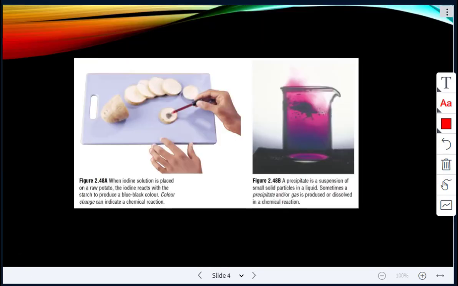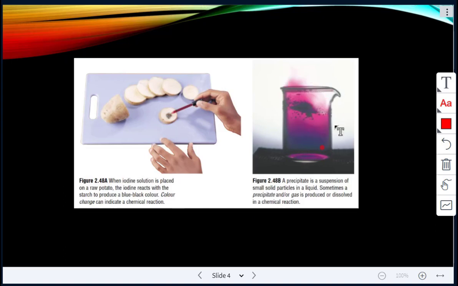Looking at some more examples of chemical reactions, here we have a potato, and a solution of iodine. If you put the solution on a raw potato, the iodine will react with the starch and produce this blue-black color. That's what's happening here. So a color change can indicate a chemical reaction.